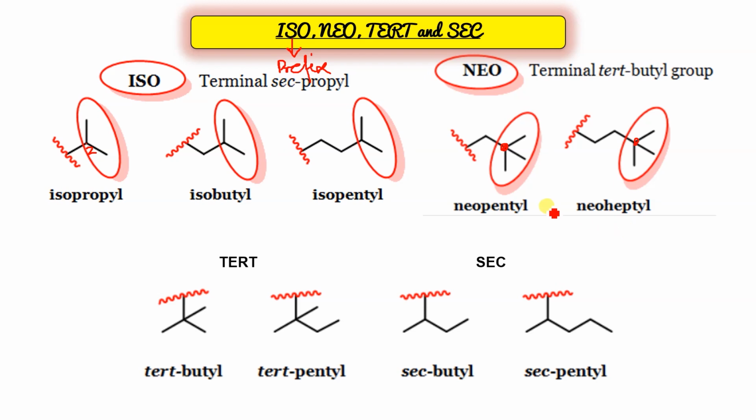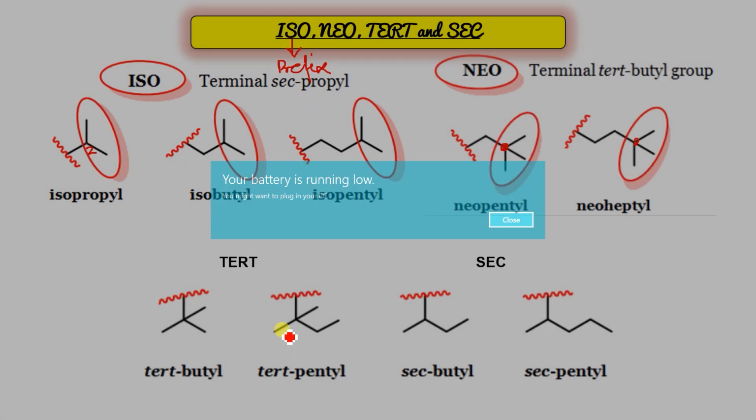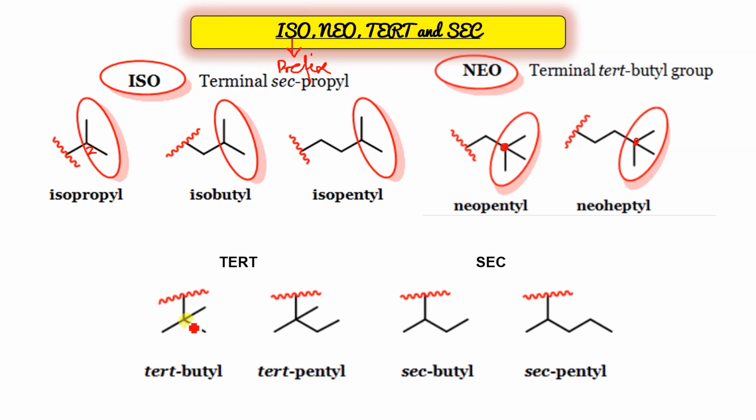Tert means the tertiary carbon. Here it was a quaternary carbon. Got it? Here it is a tertiary carbon. If the tertiary carbon is attached with the main chain, then it will be called tert butyl. Got it? This word tert will be used because this is the tertiary carbon, and with this tertiary carbon it is attached with the chain. That's why the name is tert.